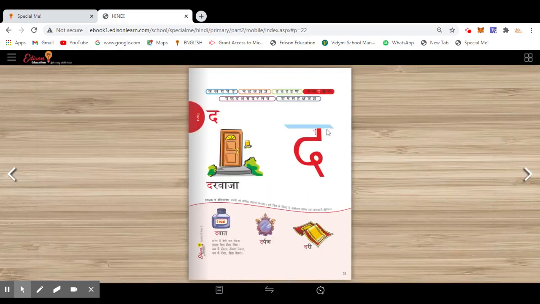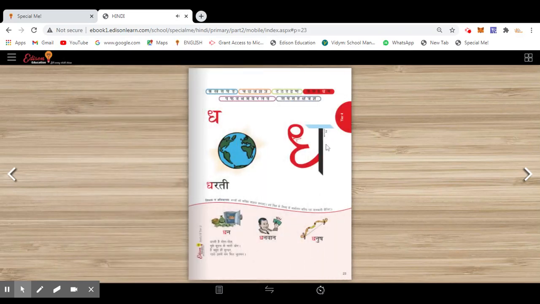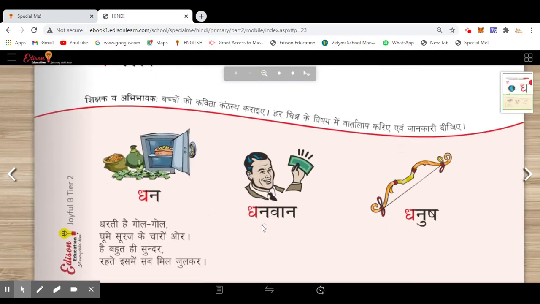Now come to the next page. Now look at here. कौन सा व्यंजन है ये? व्यंजन ध. ध से धरती. Now look at the next picture.